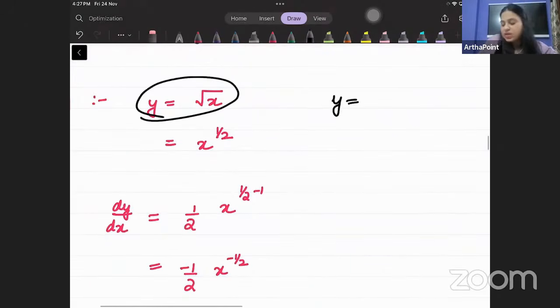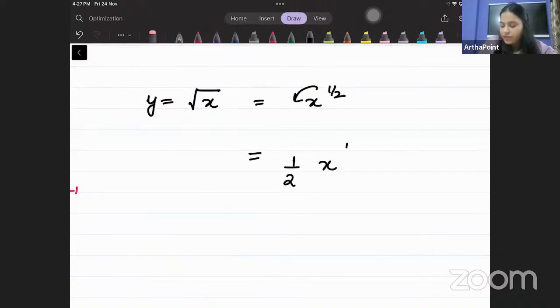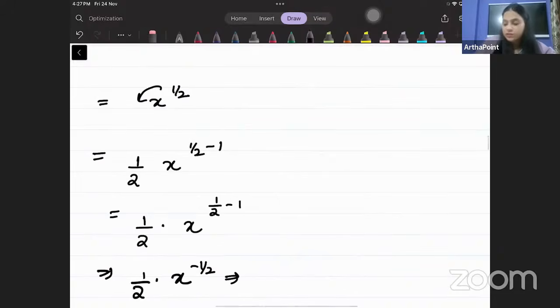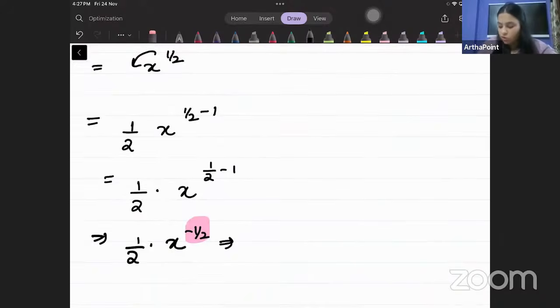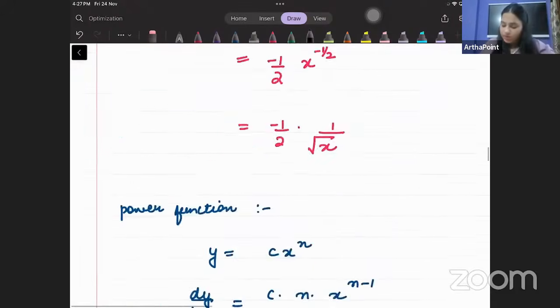This says y is equal to root x. What does root x mean? x to the power half. So beta, power will come down, power will reduce by 1. So half x to the power half minus 1, half x to the power minus half. What did I say? Whenever you have a negative power, it will come in the denominator. So we bring it to the denominator, beta. Is this clear? Okay beta.